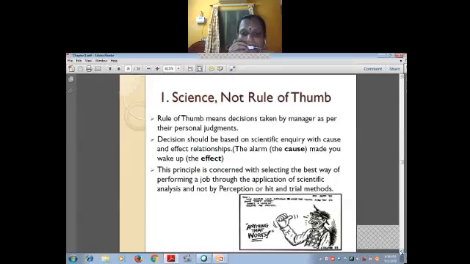This principle is concerned with selecting the best way of performing a job through the application of science and analysis, and not by perceptions or hit and trial methods. So they will never hit anybody. So no trial. So the best way they will select and they will appoint the person like that.